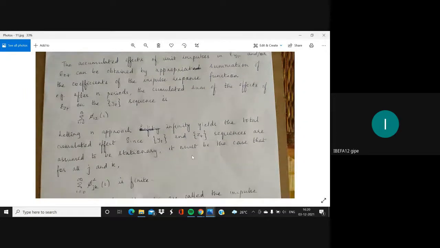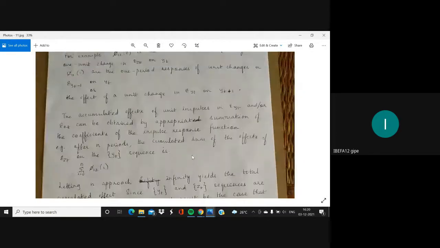Okay, just this part about impulse response functions. These are two equivalent ways of looking at the same thing. Now, the accumulated effects of unit impulses in eyt or ezt can be obtained by appropriate summation of the coefficients of the impulse response function. To explain this, it's better we look at the next part, the example.